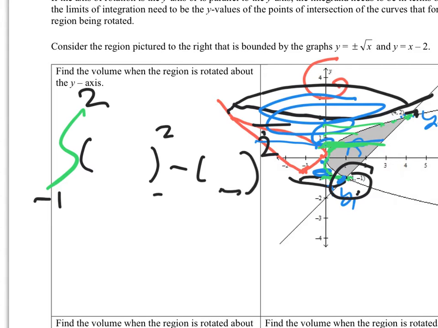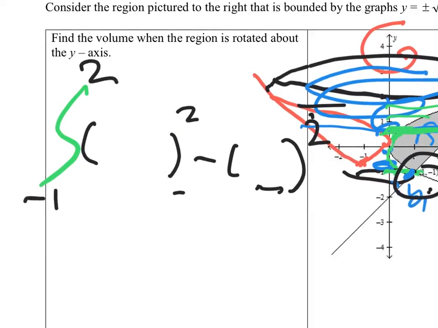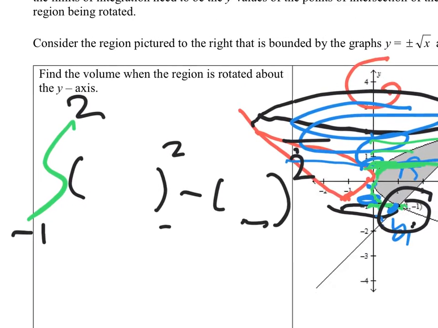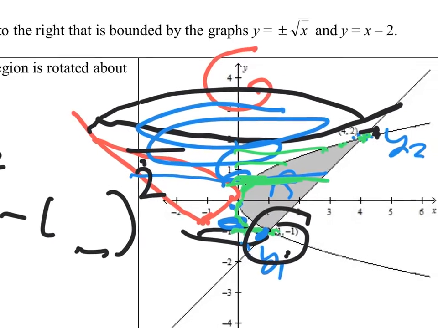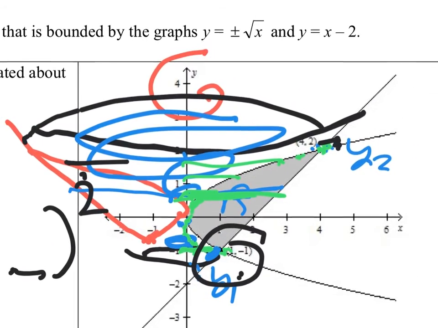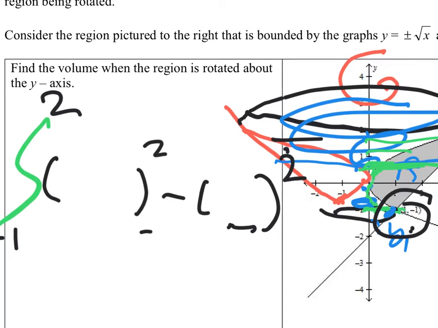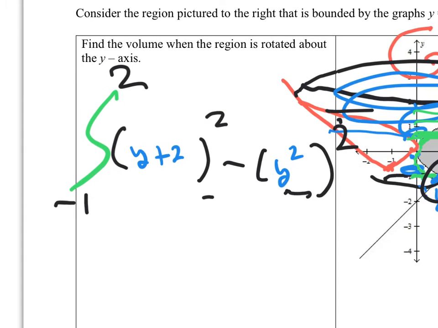Did we get an answer already? Let's just plug it in again, and we can use our calculator. What is the outside function, solve for x? That was the line. Y squared. Y plus 2. And then what was the other function, solve for x? Y squared. Okay, so with our calculator, we could just do that right out.